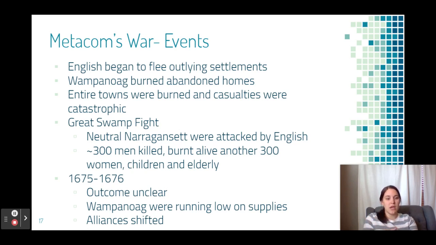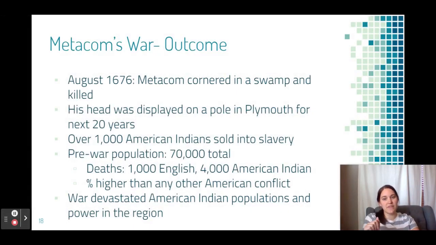But by the summer, the Wampanoag were running low on supplies. Some of their Native American allies had actually shifted to the English side as the English tried to incentivize them with various benefits. And so in August of 1676, Metacom is killed. And this is what ends the war. His head ends up being displayed on a pole for the next 20 years in Plymouth. About 1,000 American Indians were sold into slavery, including Metacom's wife and son.